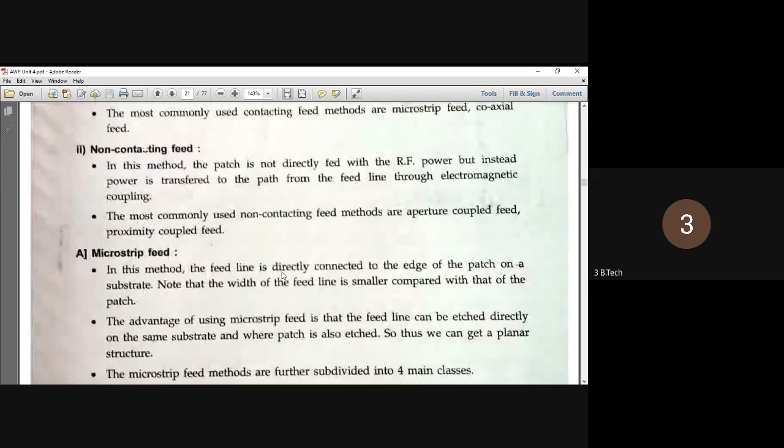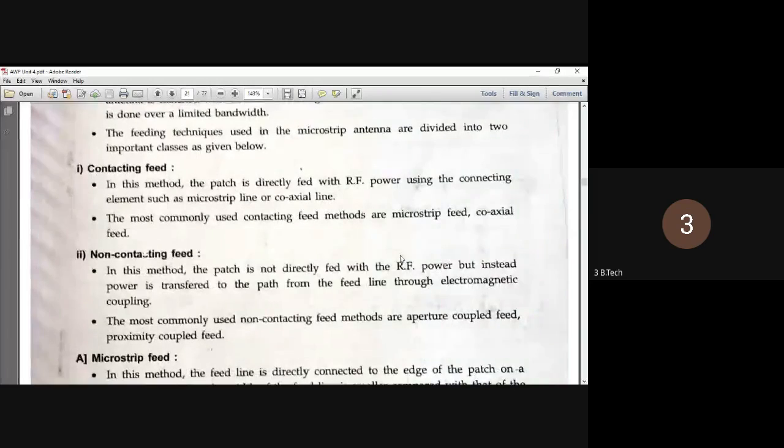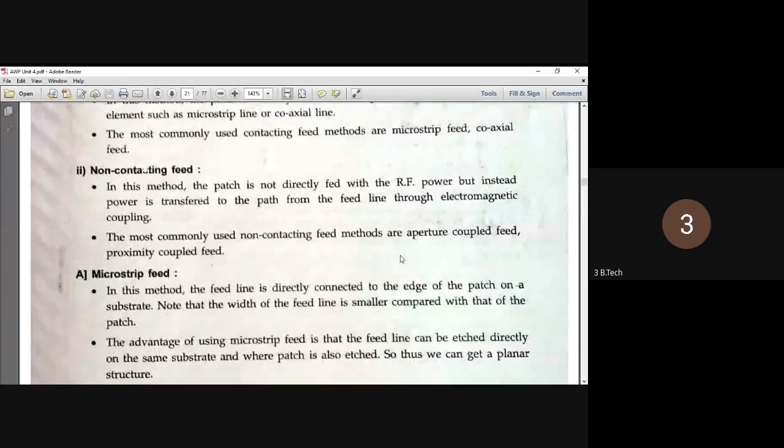But when we come to non-contacting, the patch is not directly fed with the RF, but instead power is transferred to the patch from the feed line through electromagnetic coupling. So power is not given directly, but through electromagnetic coupling we can transfer the power. The most commonly used non-contacting feed methods are aperture coupled feed and proximity feed. So first, the contacting feed examples: microstrip feed line, coaxial feed. Non-contacting examples: aperture feed, proximity feed.